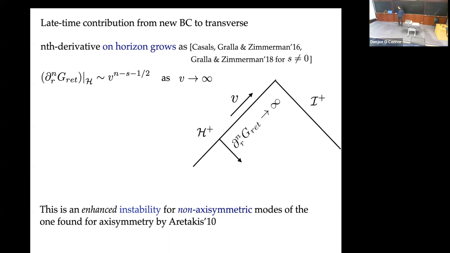gravitational perturbations. So indeed, this comes from the new branch code, which was not there for subextremal Kerr. And in fact, we did this for non-axisymmetric modes, and this dominates over the instability that our attack has found. So we found the leading instability of extremal Kerr, of the horizon of extremal Kerr.